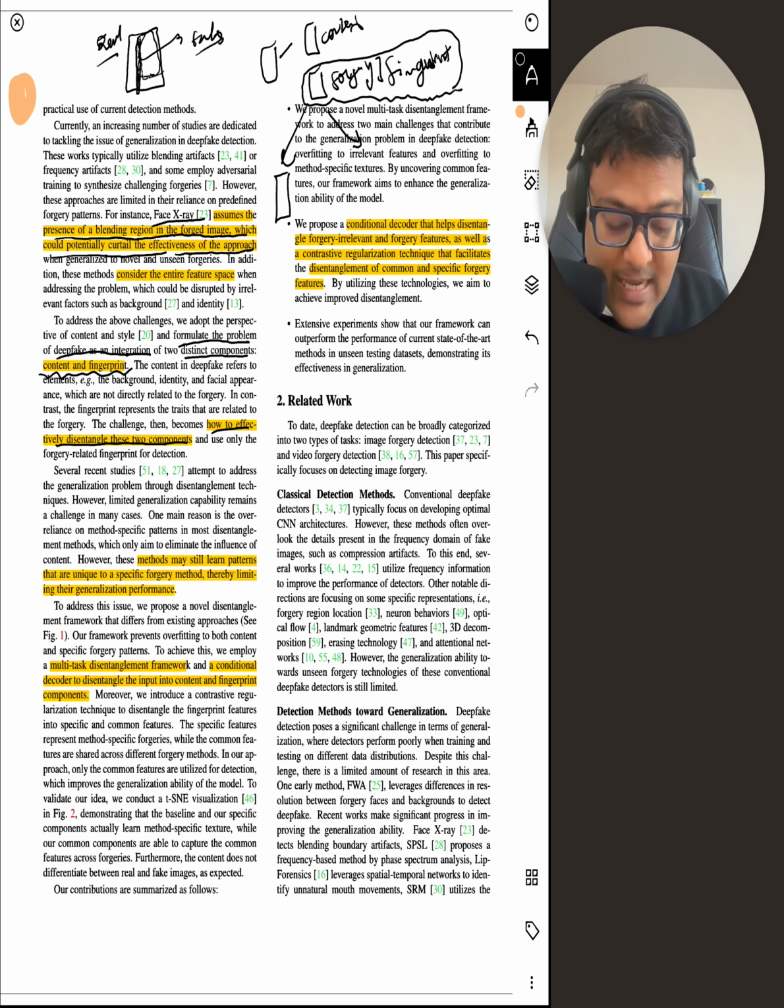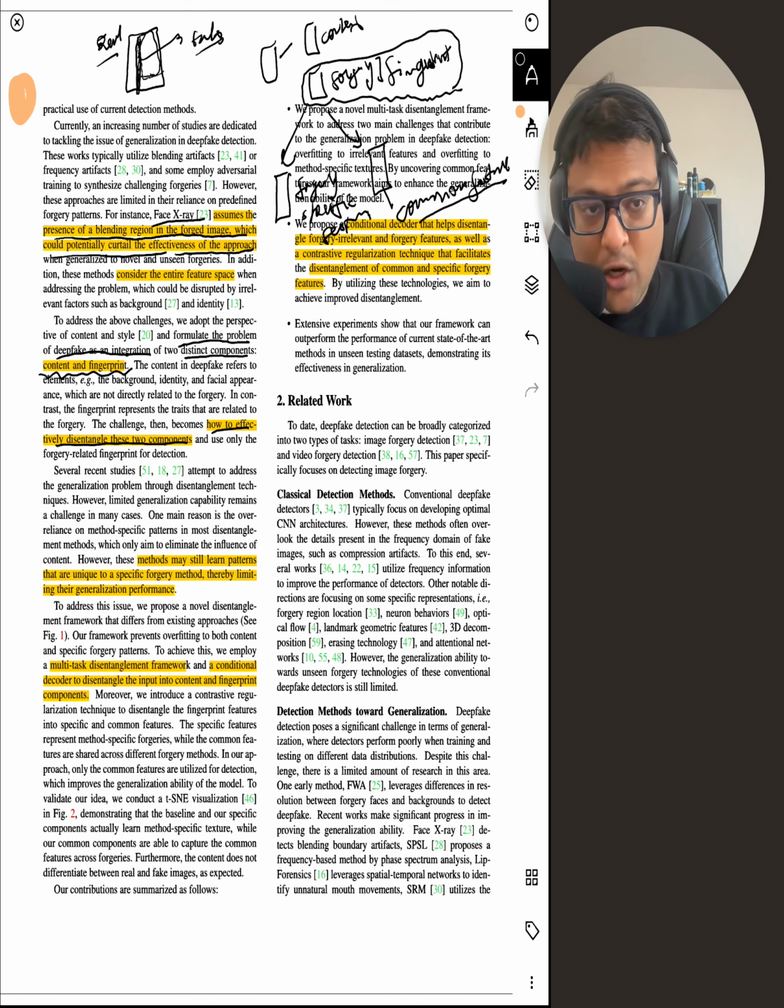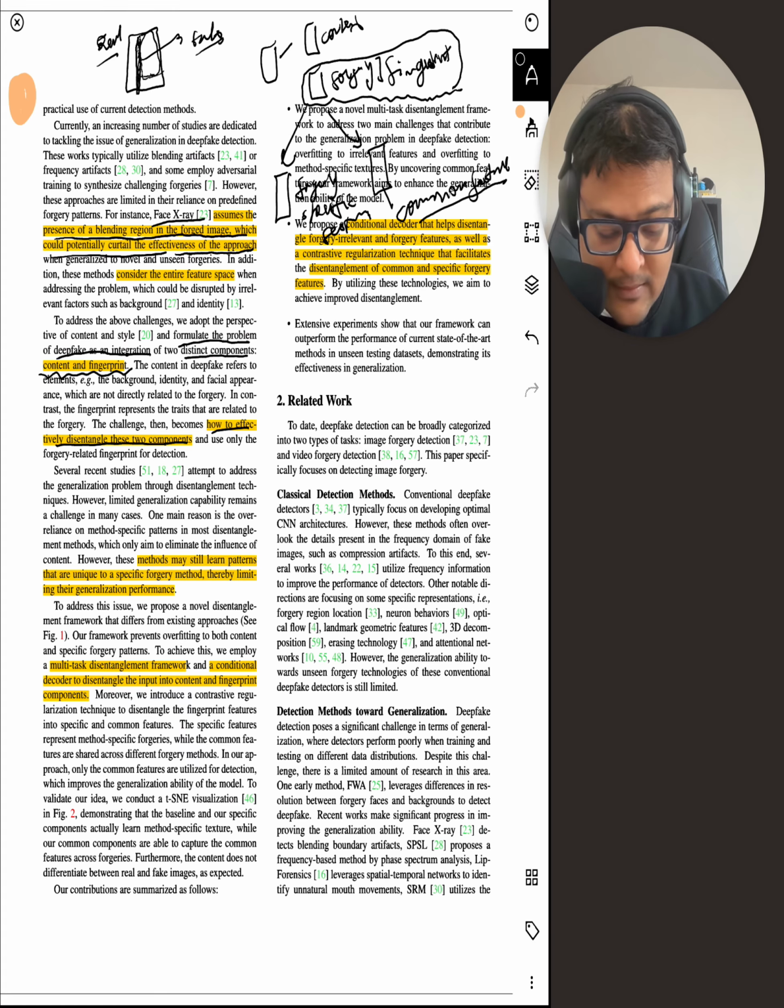So one feature is known as the forgery specific feature, and one feature is known as the common feature, which is the features which are common to all the forgeries. And let us look at how they are solving this. They have a technique through which they are able to disentangle the common and specific forgery features from the content features.